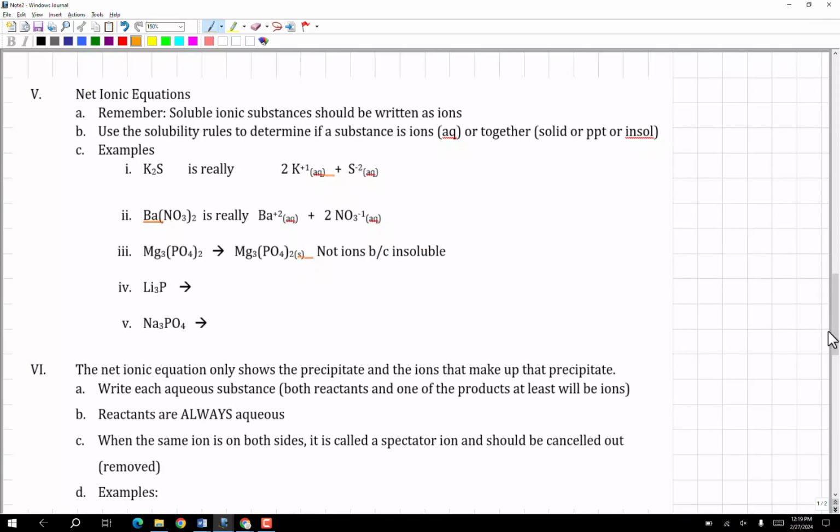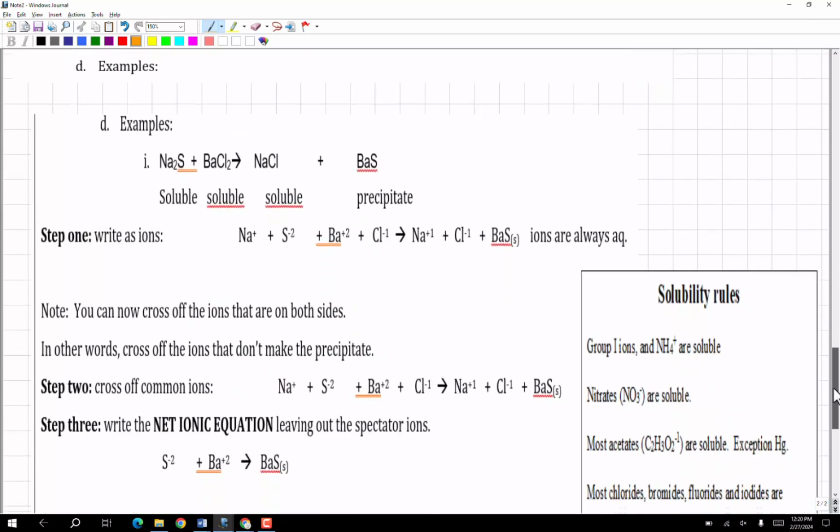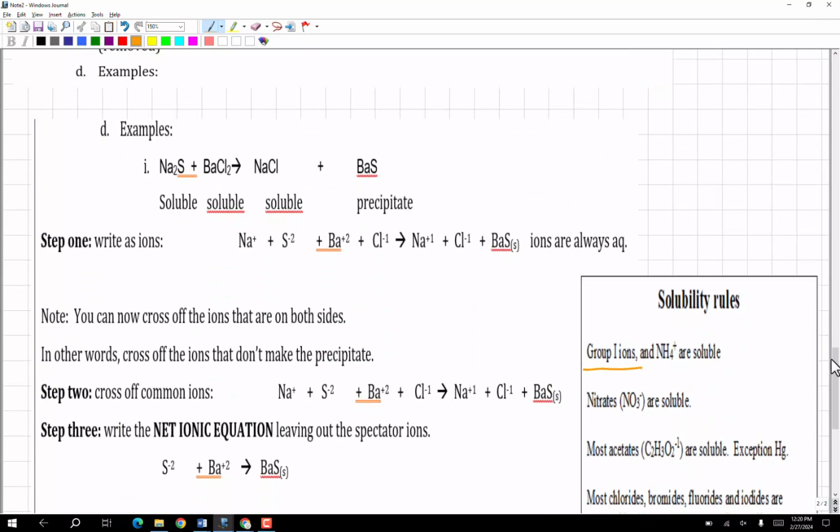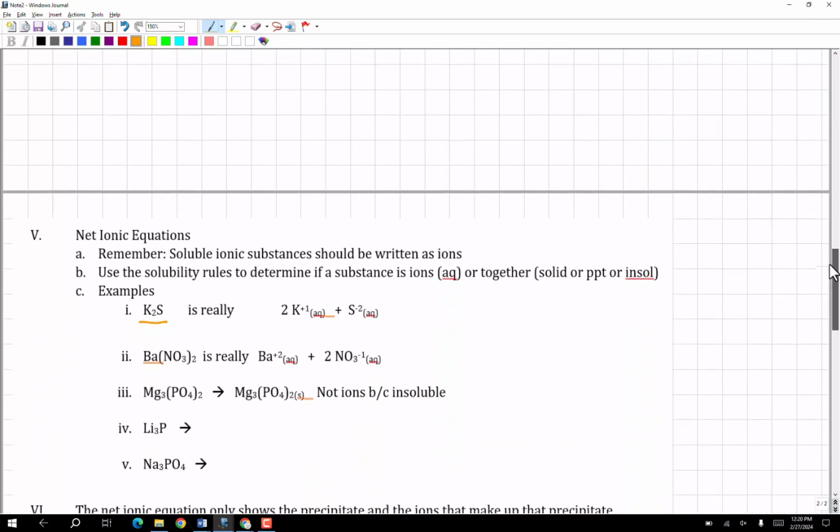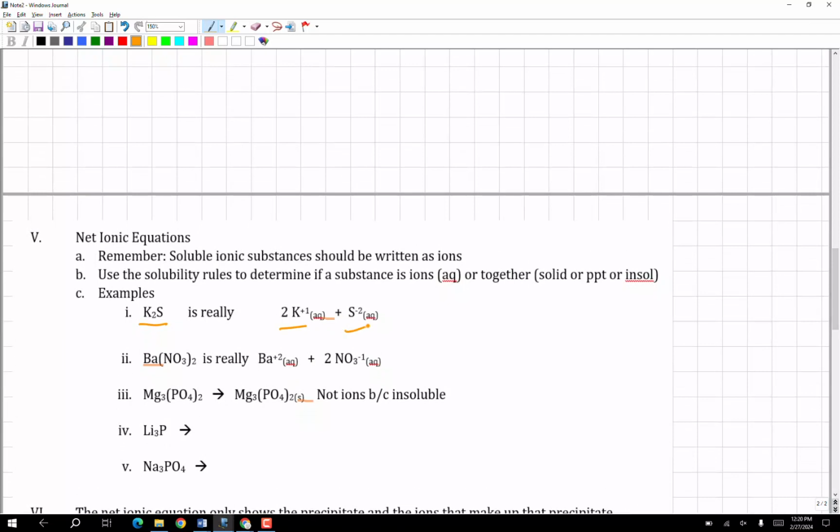Use the solubility rules to determine if a substance is ions or together, solid or precipitate, also called insoluble. K2S. So when I look at K2S, K is group 1. Group 1 ions are soluble. Soluble means write me as ions. Bam, I'm an ion. BaNO3. Nitrates are always soluble. So it's always soluble. I write it as ions.